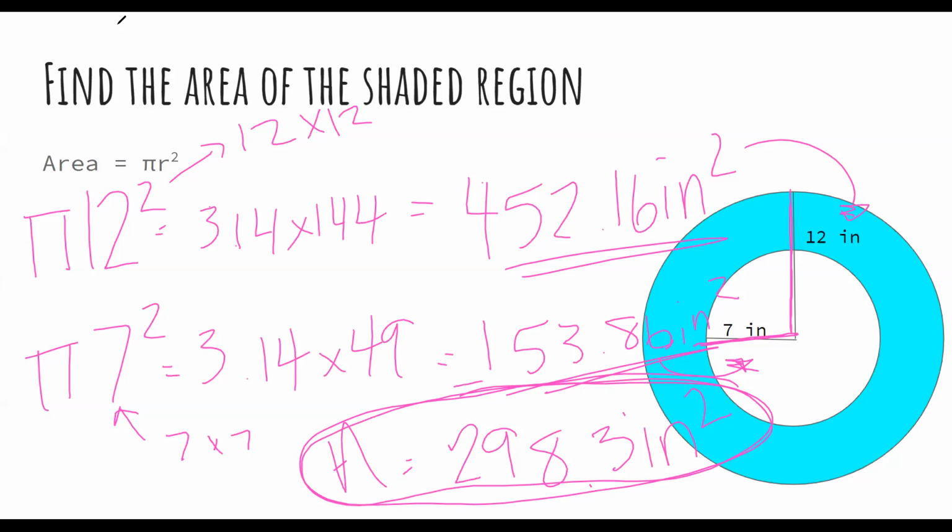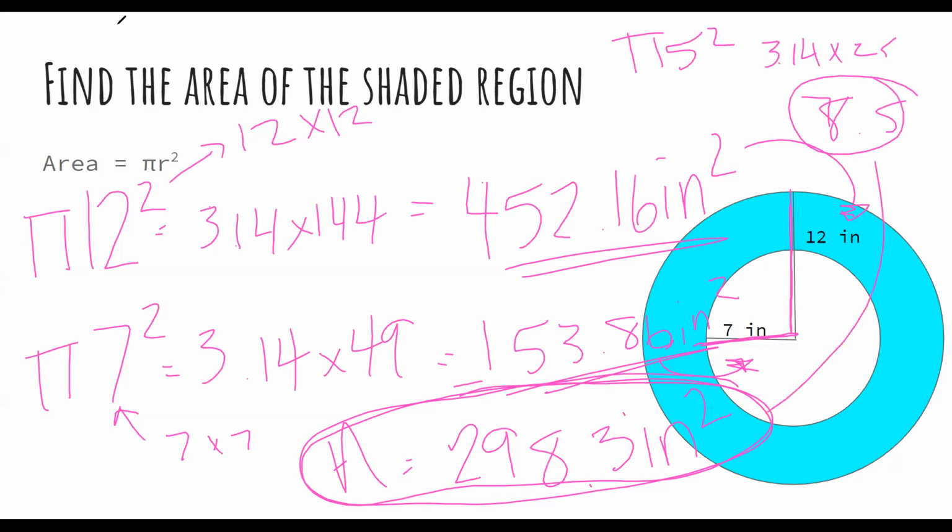So on those questions, find the area of both circles and then subtract them. Okay, please don't subtract and say 12 minus 7 and do 5 squared and then 3.14 times 25. You would only get 78.5. That is nowhere close to this answer right here. So please do not just subtract them. Please actually find the area of both circles and then subtract them.